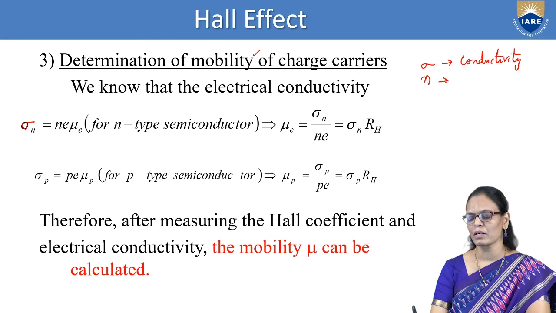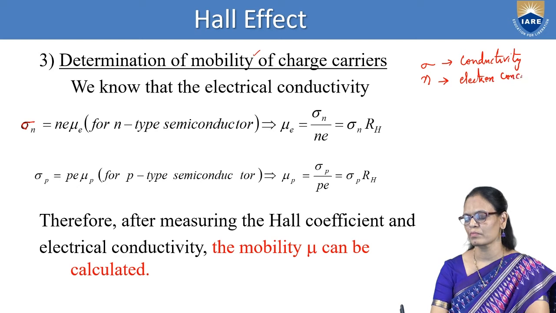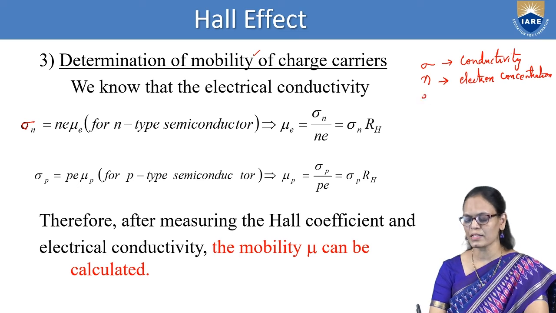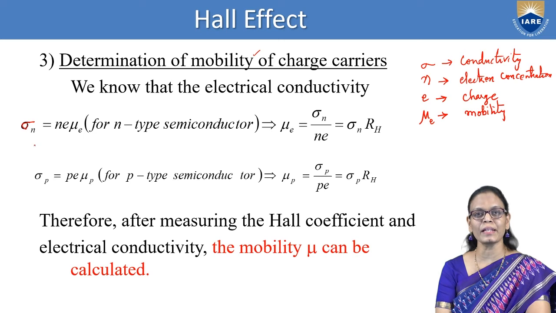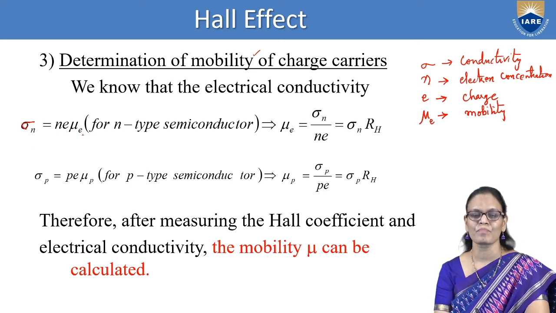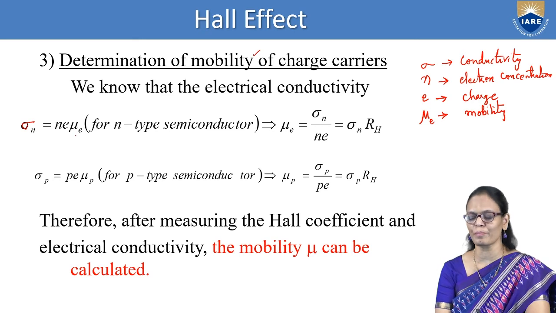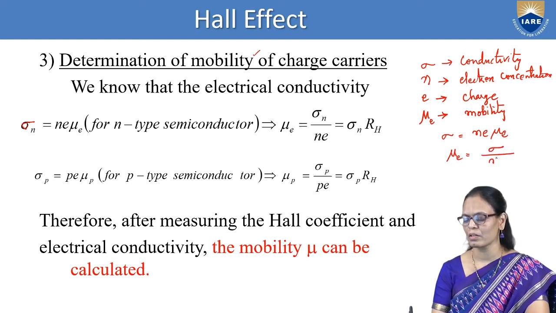n here is the concentration, because it is an electron concentration or carrier density, I can say. And e is the charge and mu is the mobility. If I am writing e specifically, it means it is the mobility of electrons. So sigma n is equal to n e mu e. From here we can write the formula for mu e. If sigma is equal to n e mu e, then mu e will be equal to sigma upon ne.